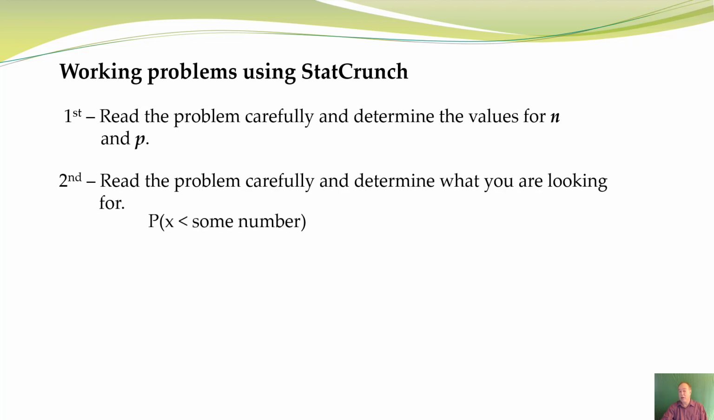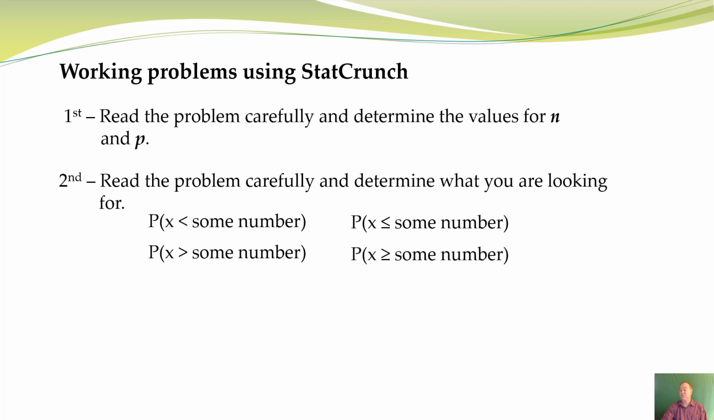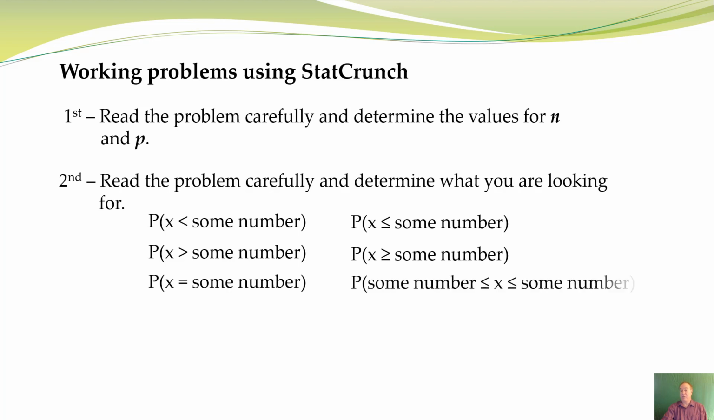You could be looking for the probability x is less than some number, x is less than or equal to some number, x is greater than some number, or x is greater than or equal to some number. X equals some number. X is trapped between two numbers. There are a lot of different possibilities, but you have to read the problem carefully to know which one you're looking for. Because if you choose the wrong one, StatCrunch will give you the wrong answer.